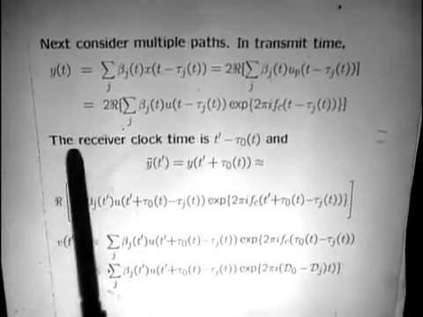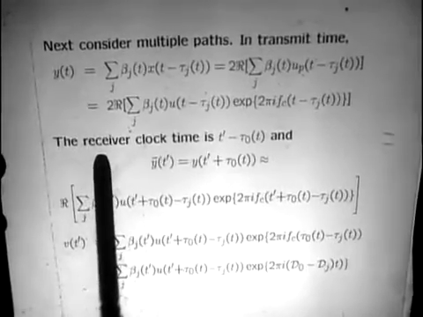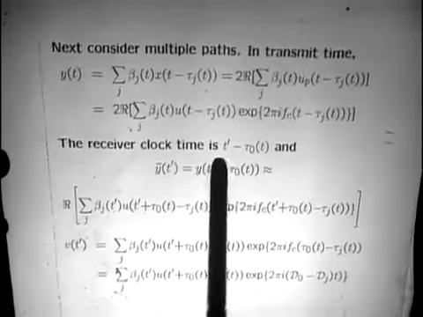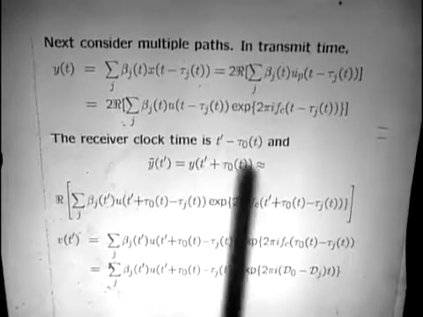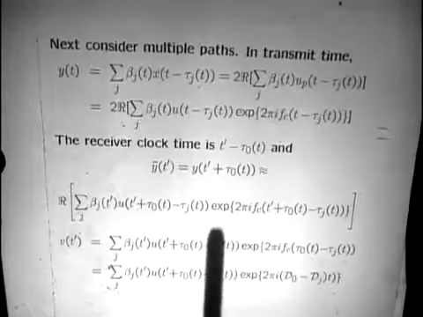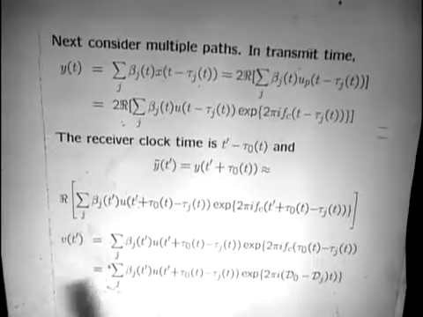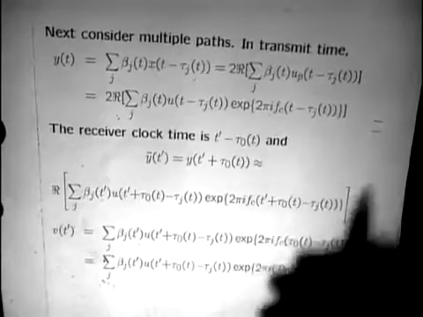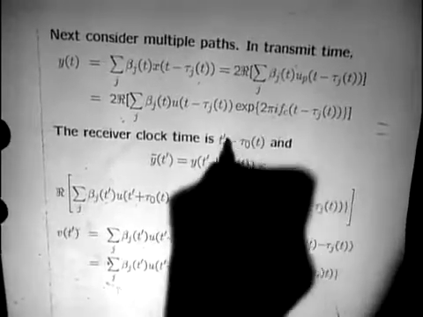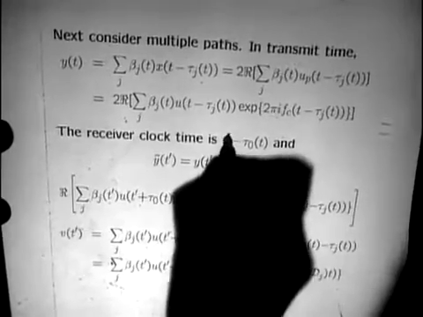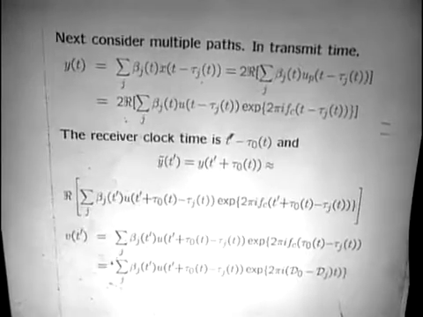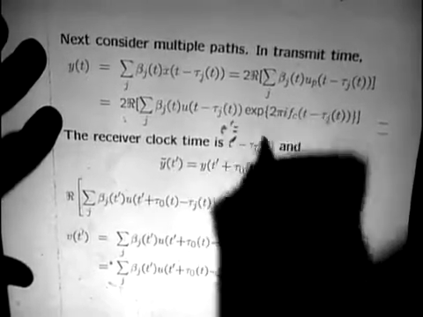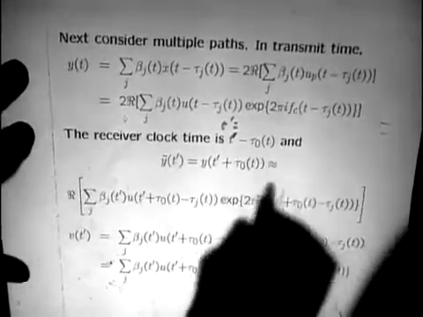Okay, so at this point, what the receiver has to do is retrieve clock time. And the clock time that it retrieves is going to be the receiver clock time, t minus tau 0 of t. So it's t prime equals t minus tau 0 of t.